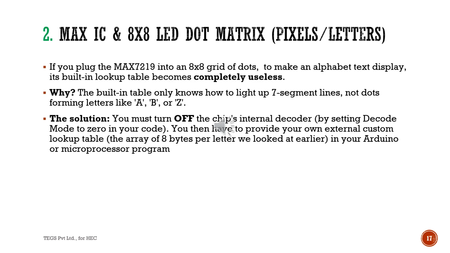Why? The built-in table knows how to light up 7-segment lines, not dots forming letters like A, B, C or Z. The solution: you must turn off the chip's internal decoder by setting decode mode to 0 in your code. You have to provide your own external custom lookup table in your Arduino or microcontroller or microprocessor program.